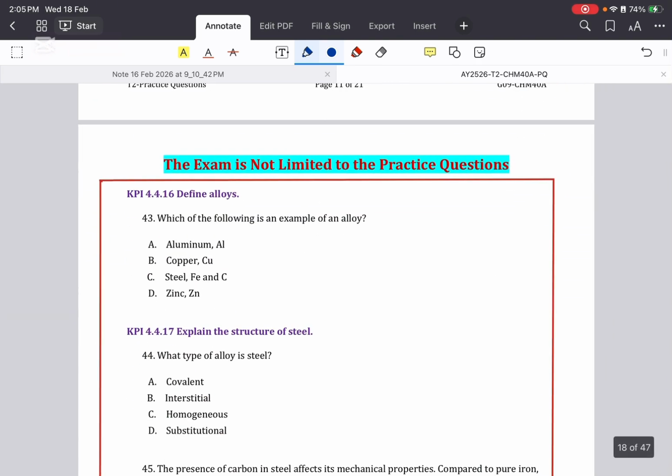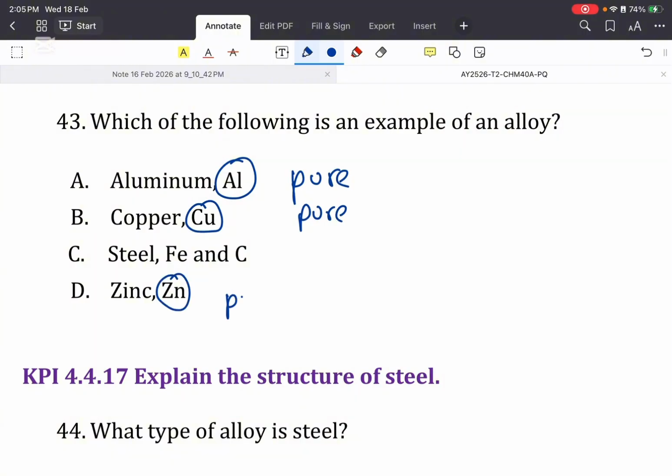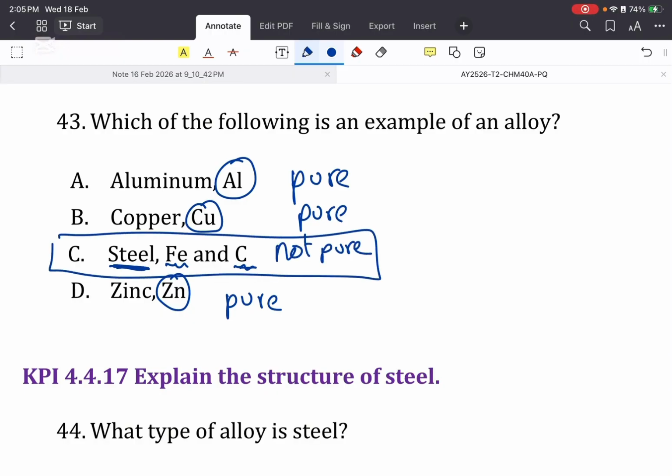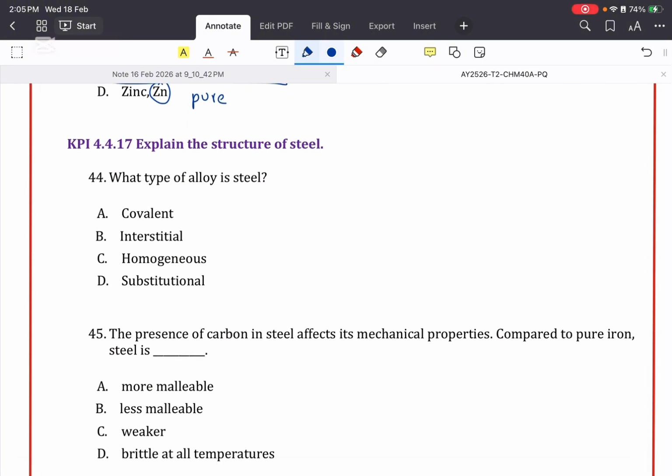Okay? Next, alloy. Which of the following is an example of alloy? Aluminium is a pure metal and they only wrote Al. Copper is pure. Zinc is pure. But when they put steel, they gave you 2 options of atoms. It means that's not pure. So that is a mixture of metal, which means this is an alloy. What type of alloy is steel? Steel is the interstitial alloy.